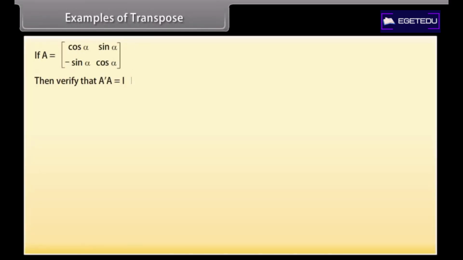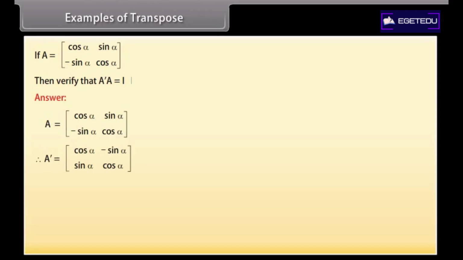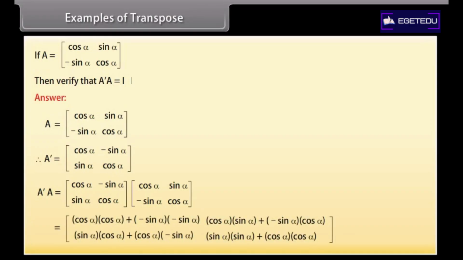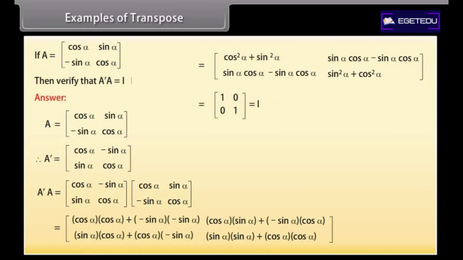Examples of transpose. If A is given, then verify that the transpose of matrix A times matrix A is the identity matrix. A is given. Therefore, its transpose A dash is the matrix with first row cos alpha, minus sin alpha, second row sin alpha, cos alpha. Multiplying A transpose and A and solving, we get A transpose A is equal to the identity matrix, hence verified.